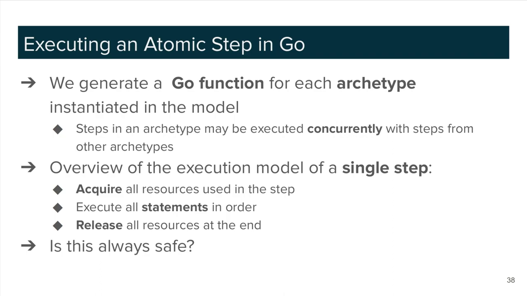So for each archetype, we generate a Go function. You'll see in a minute that you just get a bunch of somewhat repetitive Go code in a function, and that models these different steps. For each step, you have an acquire phase where you ask all the resources, let me have you. They will do whatever it takes to do that. You then execute all the statements, a compiled equivalent of them, in order, and at the end you release the resources. Well, mostly. Is this always safe?